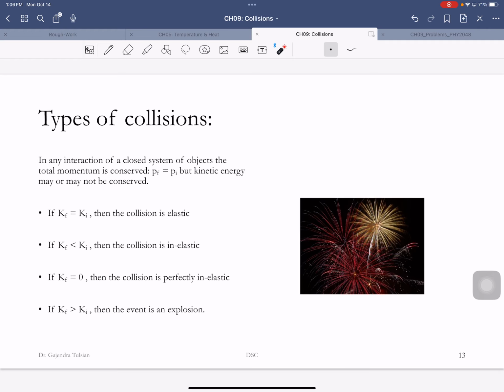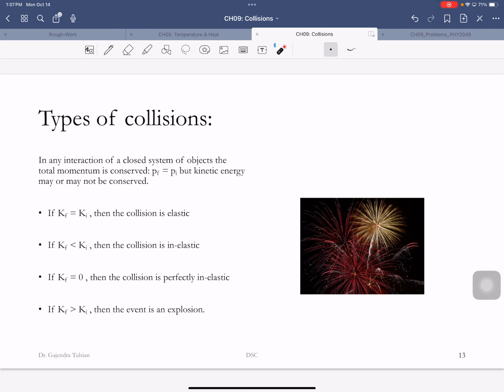All right, now we'll apply these concepts that we've learned. We'll use linear momentum in studying collisions and explosions and stuff like that. If after the collision the kinetic energy is the same as the initial kinetic energy, that's an elastic collision. And when you play pool, that's an elastic collision.